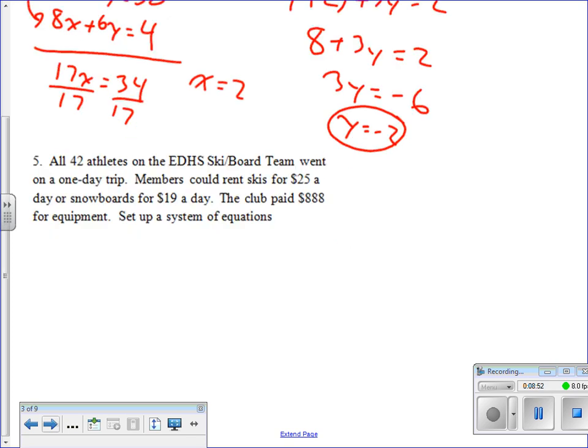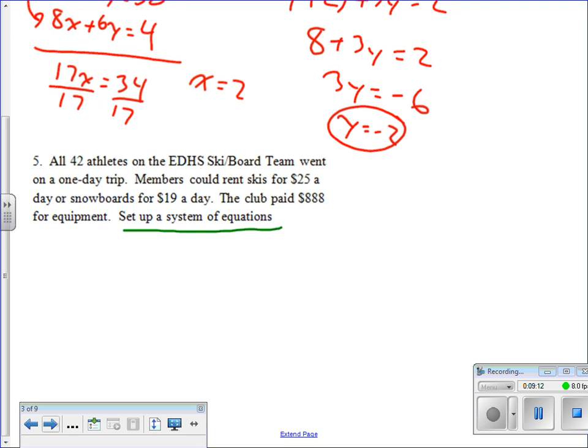Okay, next one. You do not actually have to solve this. It does not say solve. It says set up a system of equations. You're not actually solving the equations. Okay, so I have 2 equations. One for how many and one for how much.